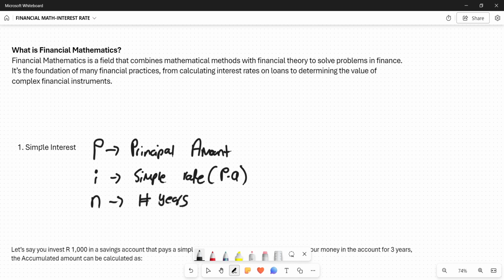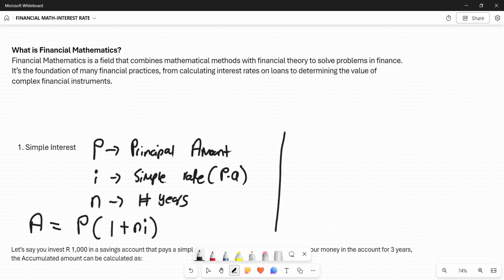Now the accumulated value of our deposit after n years, we will use this formula to calculate. The accumulated value will be equal to the amount deposited, P, into (1 + ni). We use this formula to calculate the accumulated value of our deposited amount using simple interest.